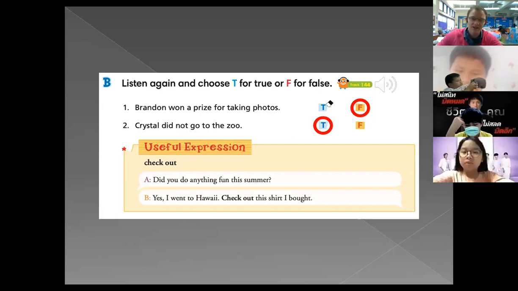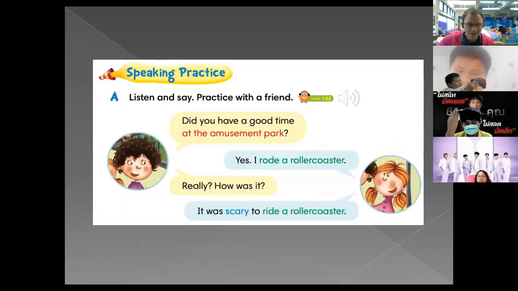So the next part, we're getting close to making sentences again. Almost time for us to make some sentences. So this we're going to listen and say. I'm going to read the first part and you will read it back to me. But first, let's listen to the story before we do some reading. Okay, listen carefully.